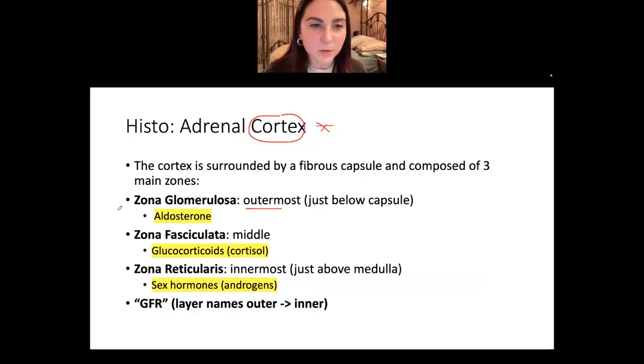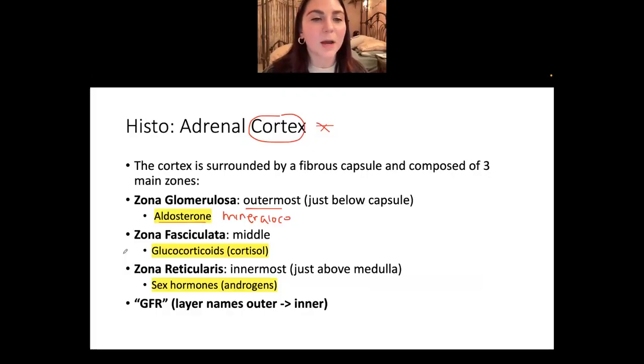The zona glomerulosa produces mineralocorticoids. Technically, mineralocorticoids include things that aren't aldosterone, but honestly, if you see mineralocorticoids and aldosterone, they're interchangeable. Aldosterone is the major mineralocorticoid, and sometimes when they're trying to talk about aldosterone, they just say mineralocorticoids. It's fine. Aldosterone is the most clinically relevant one.